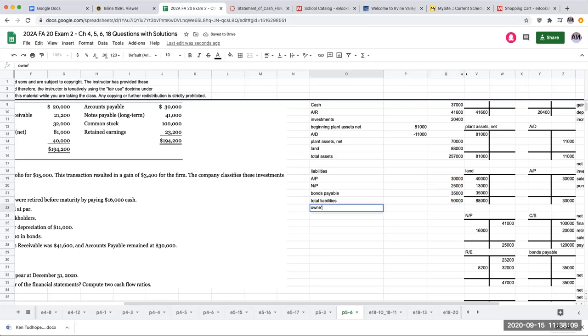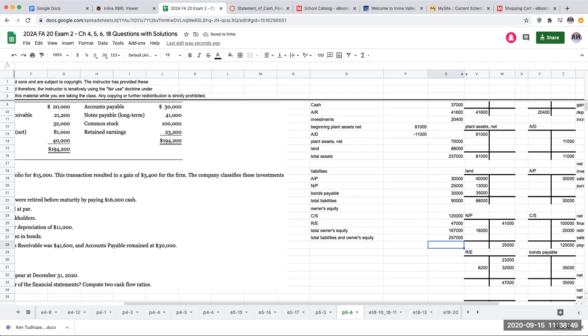90,000. Owner's equity is going to be the common stock at 120. And then the retained earnings at 47,000. So my total owner's equity is going to be 167,000. My total liabilities and owner's equity is going to be 167 plus 90 or 257.